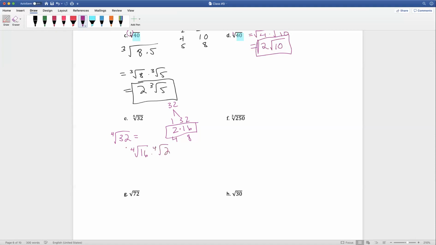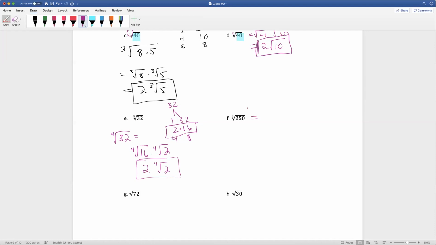Now, I always just like to put the perfect values over here in the front because it just kind of pops out there, but the order is unimportant. I could have just as well called this the 4th root of 2 times the 4th root of 16. All right, what is the 4th root of 16? Well, the 4th root of 16 is 2, because 2 to the 4th power is 16. And this 4th root of 2, there's nothing we can do to simplify it, so the answer to this guy is just 2 times the 4th root of 2.